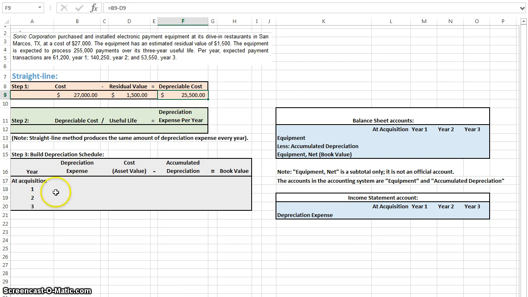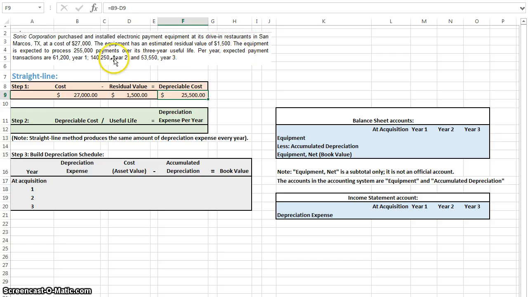And in this case the asset is 3 years, and I'm going to build this schedule, and once I'm done building the schedule, my ending accumulated depreciation should be equal to my depreciable cost. It also says the equipment is expected to process 255,000 payments over its 3-year useful life. Per year expected payment transactions are this, this, and this. Now, we have enough facts already to calculate straight line depreciation without these last 2 sentences.